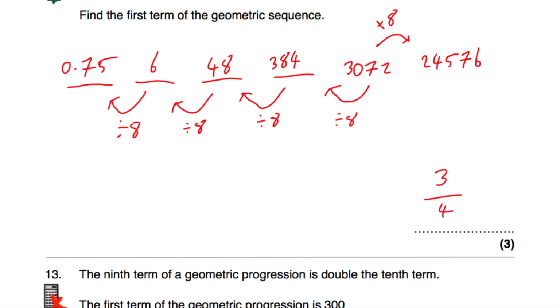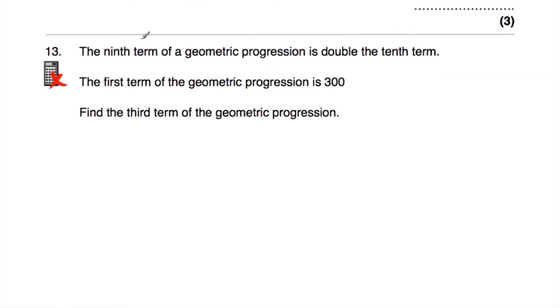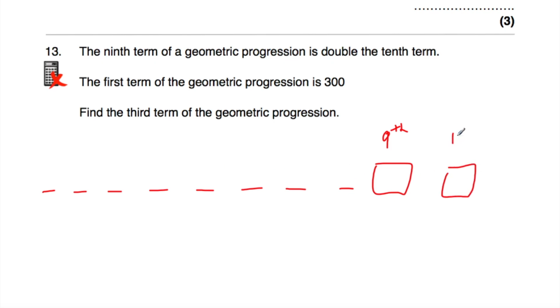Okay, let's look at our next question, question number 13. Okay, so question number 13 says the ninth term of a geometric progression is double the 10th term. So the ninth term is double the 10th term. That's interesting actually, because if you think about it, if you were to have the 1, 2, 3, 4, 5, 6, 7, 8, and then the ninth term, 1, 2, 3, 4, 5, 6, 7, 8, 9, and the 10th term, the 10th one.